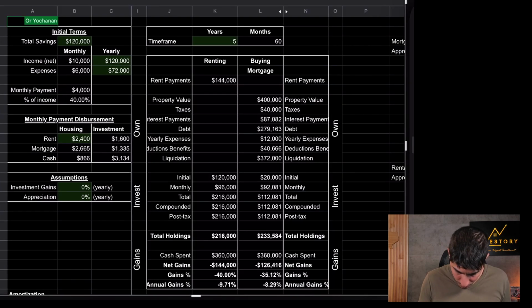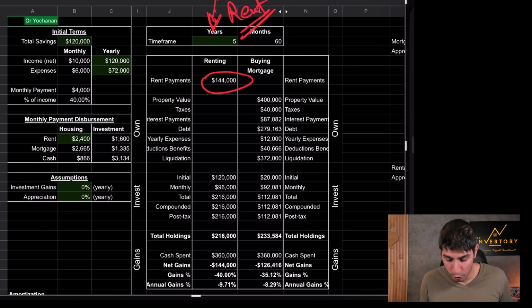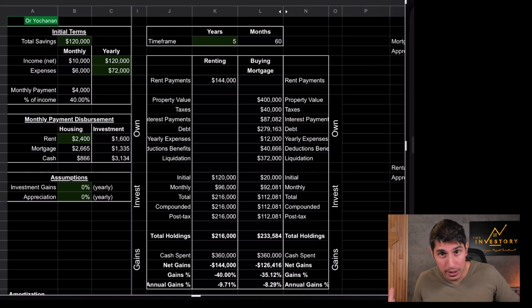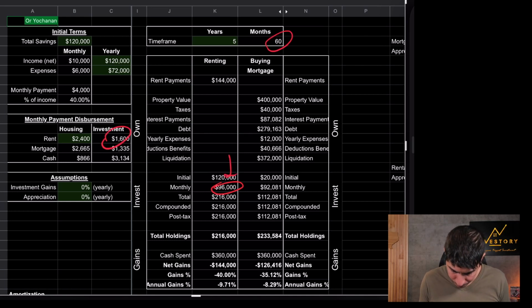So for renting, we are looking at this column right here. This is the rent. So we are paying $144,000 over the course of 5 years in rent. Ouch, that is not a small amount of money, but housing costs money. You need to live somewhere and properties ain't cheap. All right, then we bring 120 to begin with to our savings account, and we are contributing an additional $96,000 over the course of 5 years. Do the math. 1,600 times 60 becomes this thing, all right? So total contributions are $216,000.